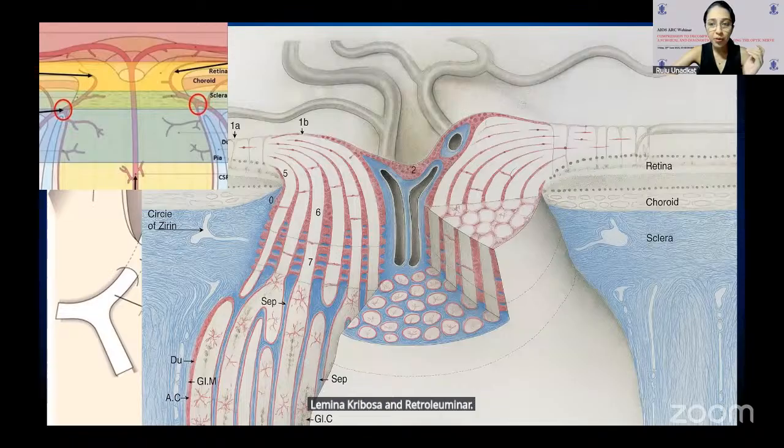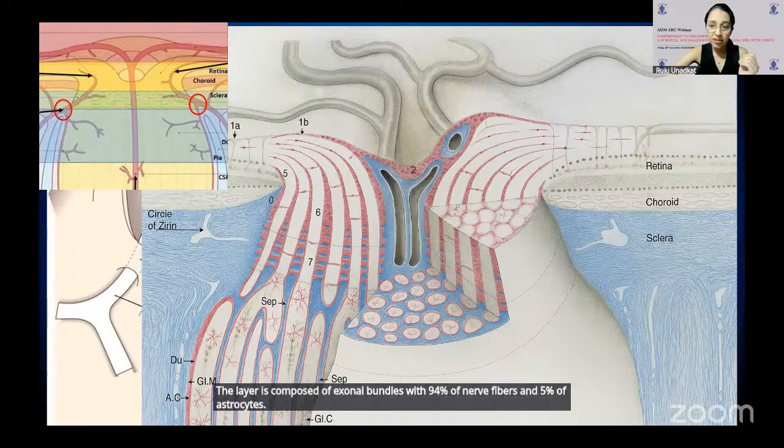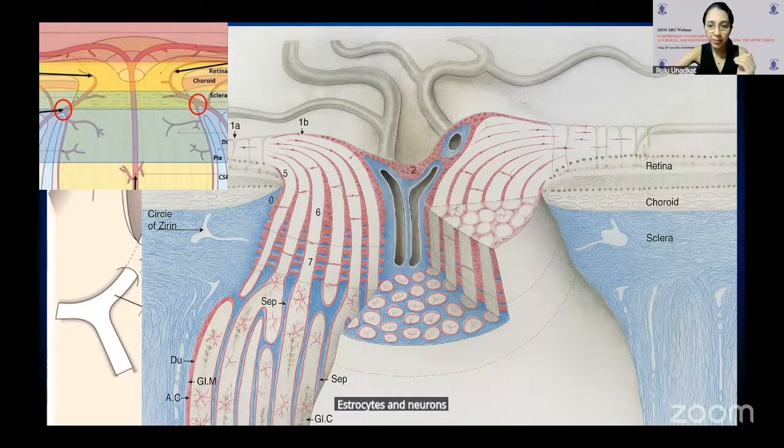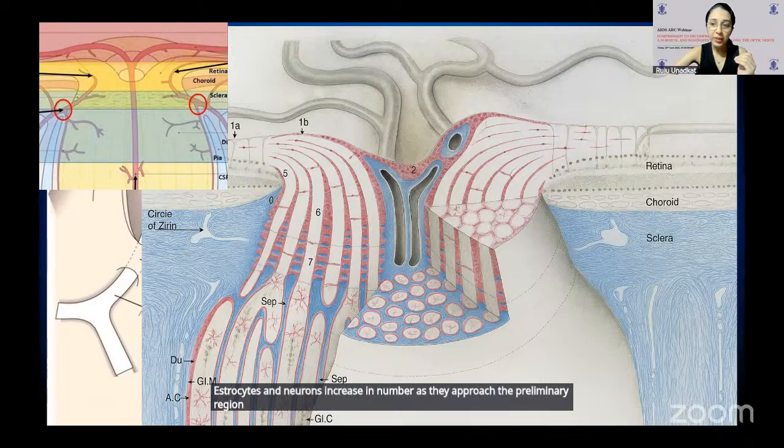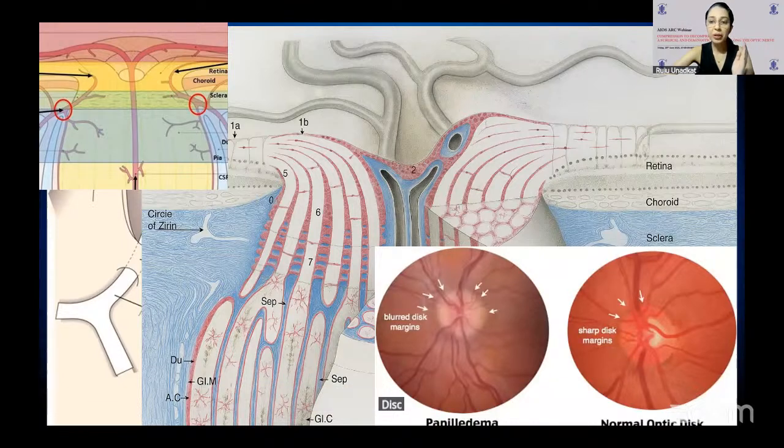The surface nerve fiber layer is composed of axonal bundles with 94% nerve fibers and 5% astrocytes. Astrocytes and neurons increase in number as they approach the prelaminar region. The border tissue of Jacoby separates the nerve from the choroid, and due to this reason, the disc swells so easily in papilloedema while the adjacent retina does not swell.